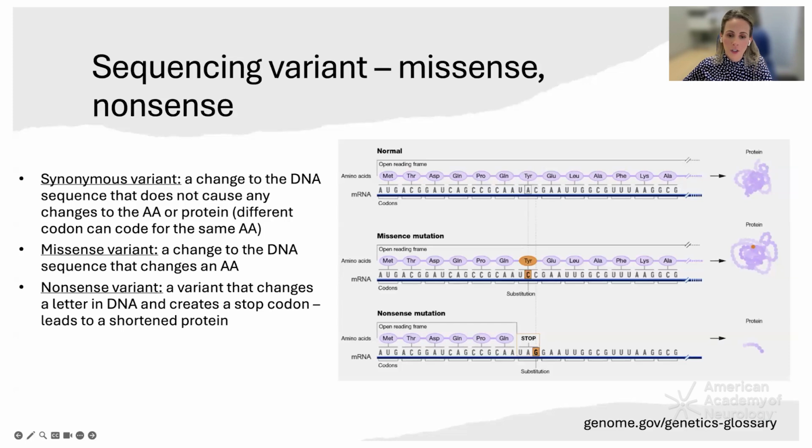And nonsense variants occur in DNA when a sequence change gives rise to a stop codon rather than a codon specifying an amino acid, and the presence of a new stop codon results in the production of a shortened protein that is likely non-functional.